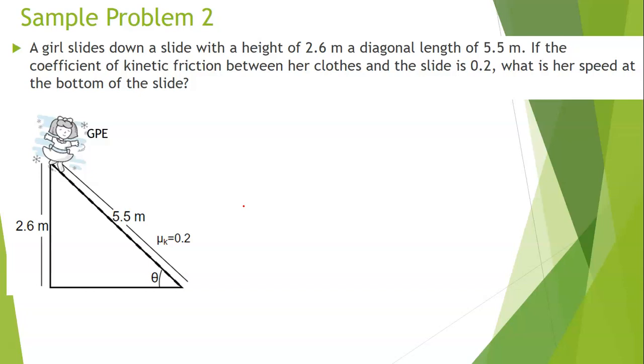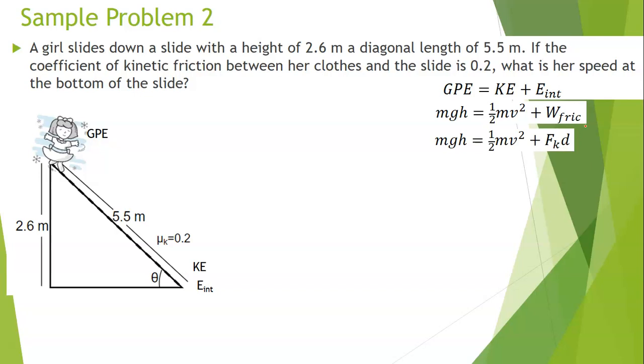At the top of the slide, the girl has gravitational potential energy, and at the bottom of the slide, she'll have kinetic energy and internal energy. So here we just want to set GPE equal to KE plus the internal energy. Then we plug in the formulas that we know for those types of energy. Again, we know that the internal energy is the work done by friction.